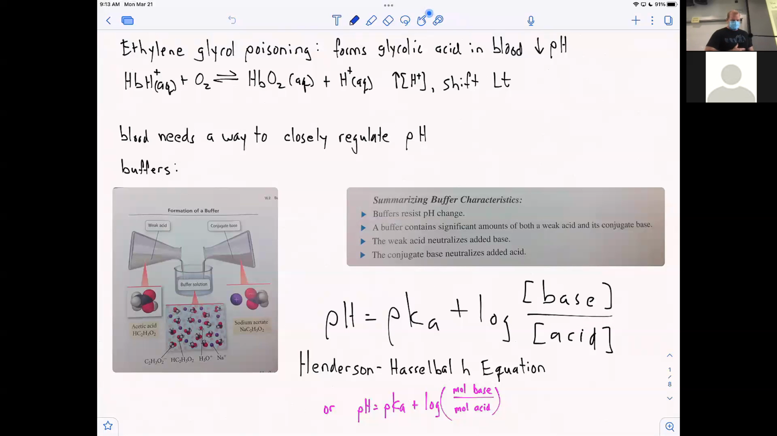Actually, does anybody want to guess? One of the ways you can treat acidosis is to inject patients with sodium bicarbonate, so baking soda. But do you know another way to get over ethylene glycol poisoning?